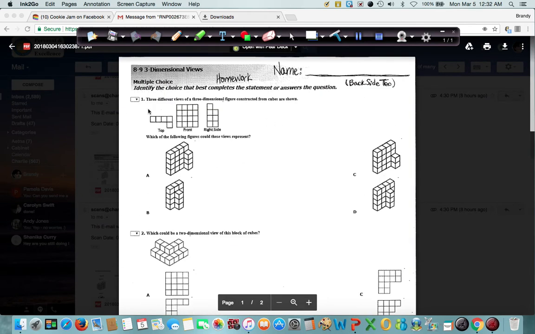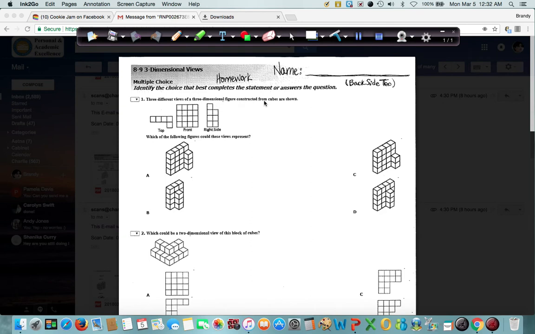So, 3 different views of a three-dimensional figure constructed from cubes are shown. Which of the following figures could represent these views? So they give you a top, a front, and a right side. So what we want to do is first look at the top so that maybe we can get rid of some. My top needs to have 4 across the top and then 1 coming out at the end.